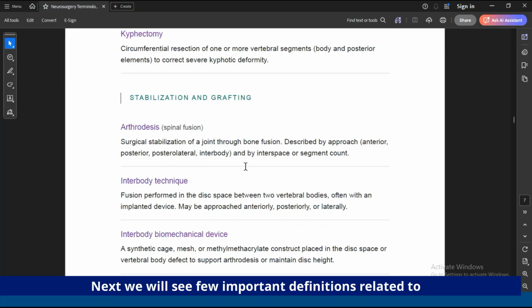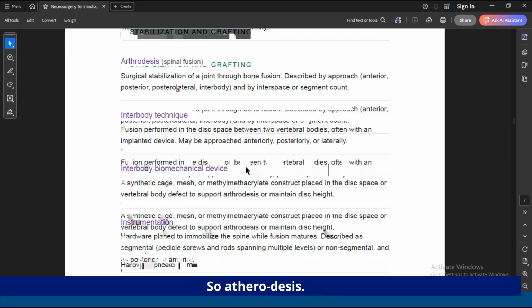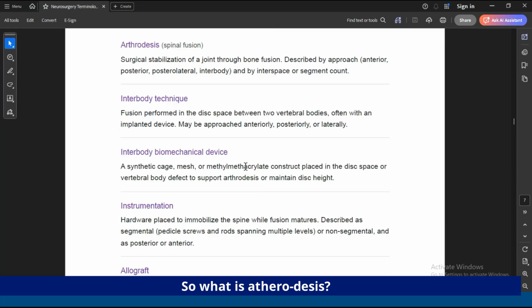Okay. Next, we will see few important definitions related to stabilization and grafting. Okay. So arthrodesis. So what is arthrodesis? Other name for arthrodesis is spinal fusion. So surgical stabilization of a joint through bone fusion, described by approach and by interspace or segment count. So fusion is the surgical stabilization of a joint.